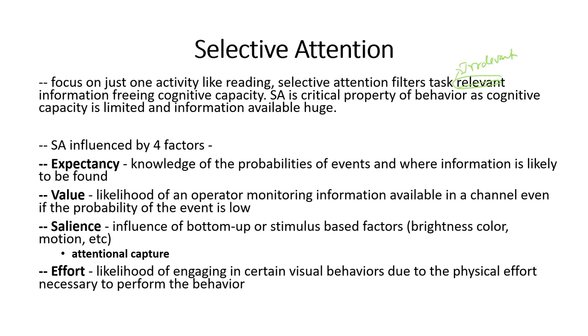Selective attention is a critical property of behavior, as cognitive capacity is limited and information available is huge. Attention is about picking up relevant information, and there selective attention is more important, because as we saw earlier, sensory organs receive a lot of information from the external world. But within this lots of information, you have to sift and find out the relevant information for any task that you need to accomplish. For that to happen, selective attention is essential, because what it would do is block out all irrelevant information and only process the relevant information.